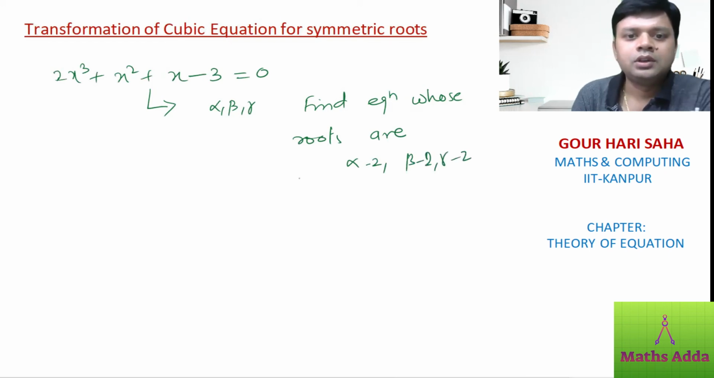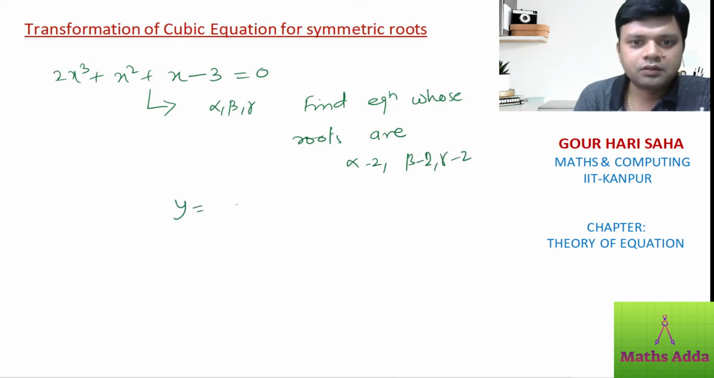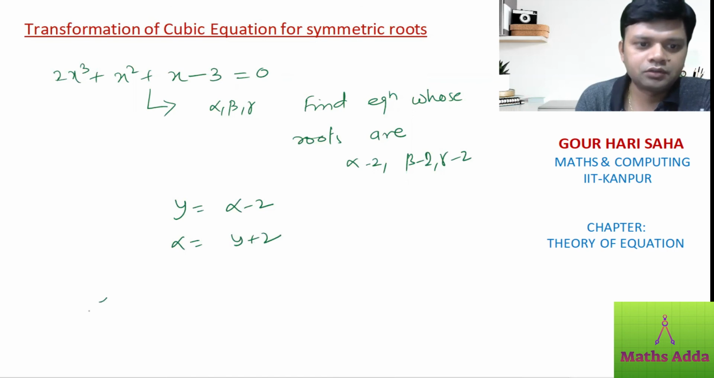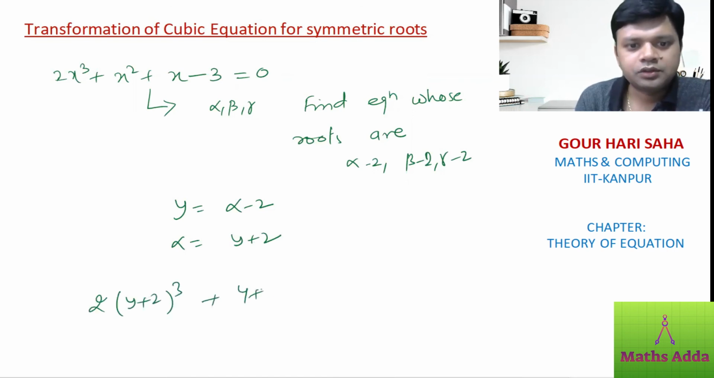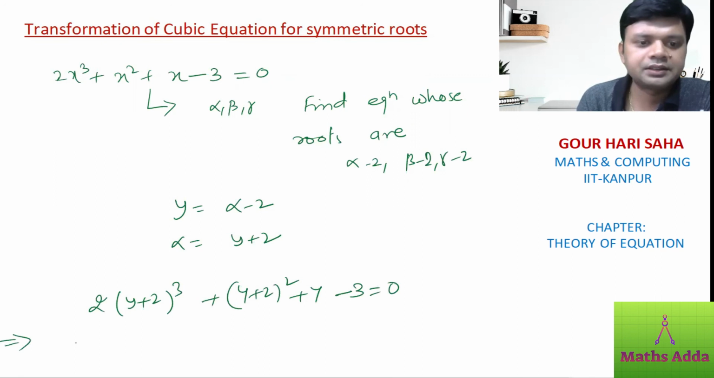So what I will do, I will write y is equal to alpha minus 2 and alpha is equal to what? y plus 2. Put y plus 2 everywhere. So 2 into y plus 2 whole cube, y plus 2 whole square plus y minus 3 equal to 0. So simplify it and get the answer.